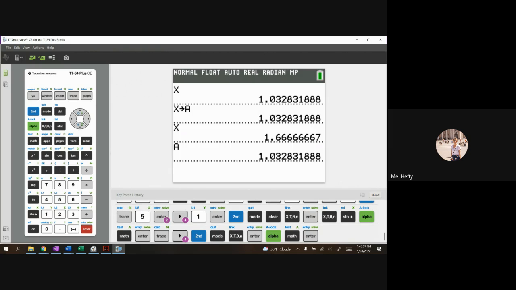Is the X... Yeah, Sean. Wait, what? Oh, store is right above on. It says STO.